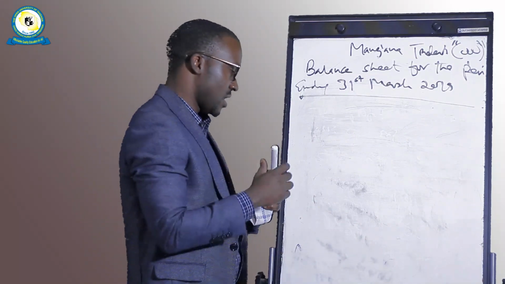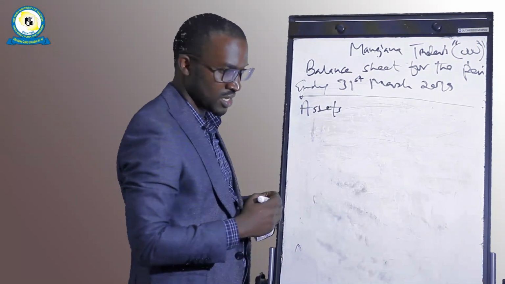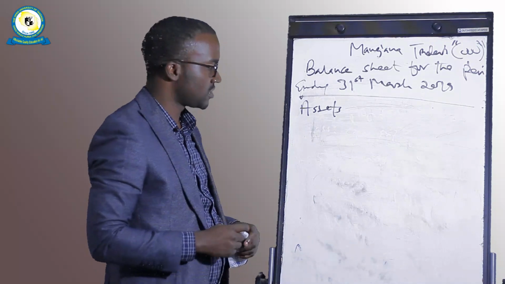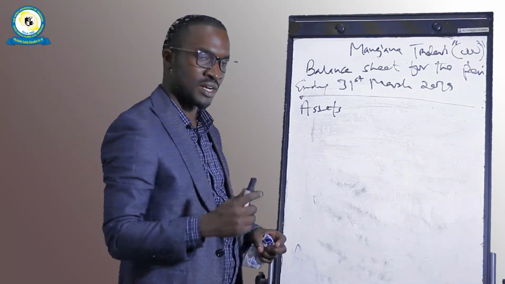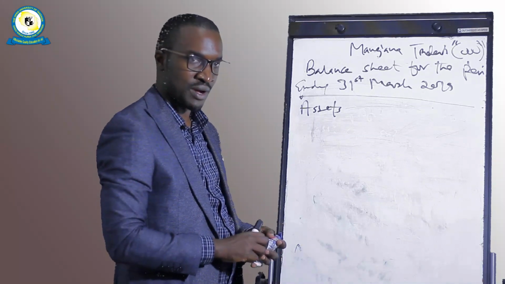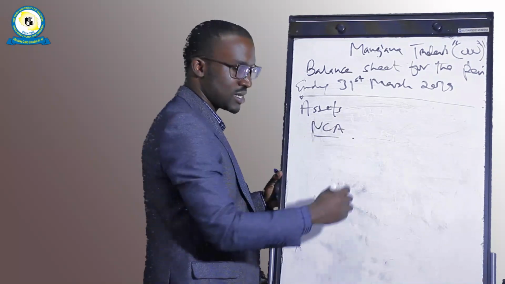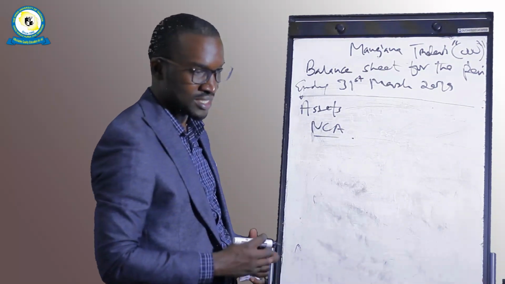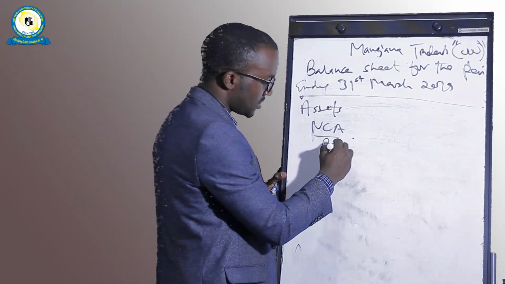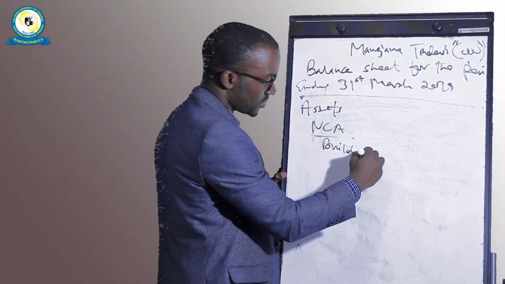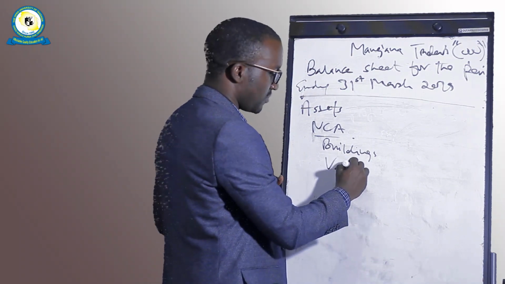So as I said, we are going to start with our assets. Here it depends, because we have two categories of assets. We have non-current assets and we have current assets. So let us start with the non-current assets. What are the non-current assets that we are having? If you go through the question, you'll see that we have the buildings there. So here you're going to have your buildings. You also have a van.